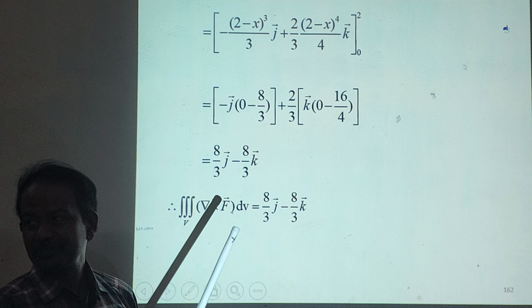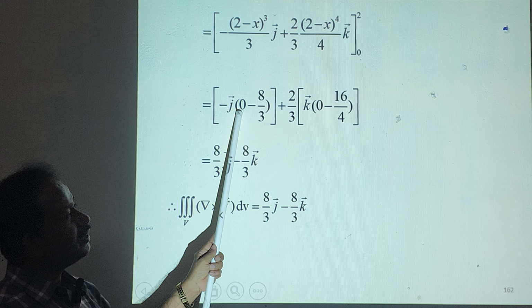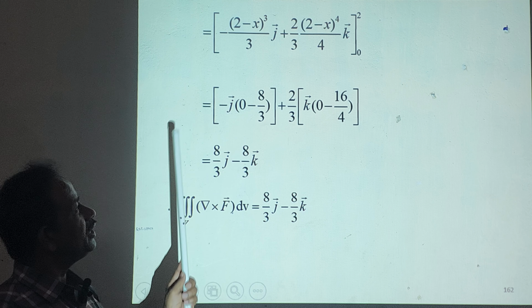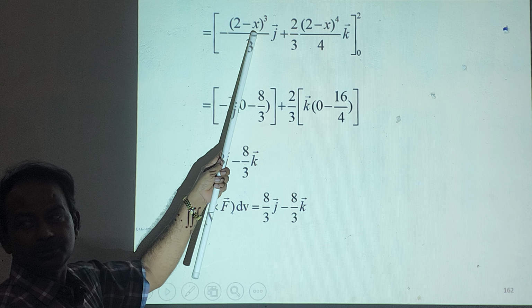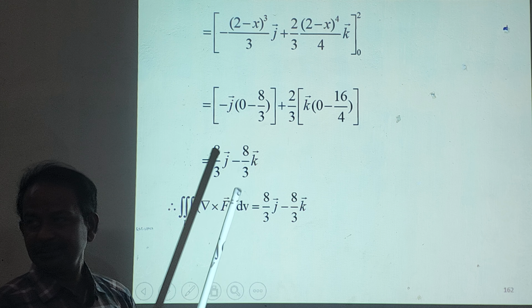You substitute the limit. First you have to substitute the upper limit. 2 minus 2, 0. See, 2 minus 2, 0. The answer is 0. You will have to substitute the lower limit. When you substitute the lower limit, that will give you 2 minus 0, 2. So 2 cube. 2 cube is nothing but 8 by 3. Is it okay?